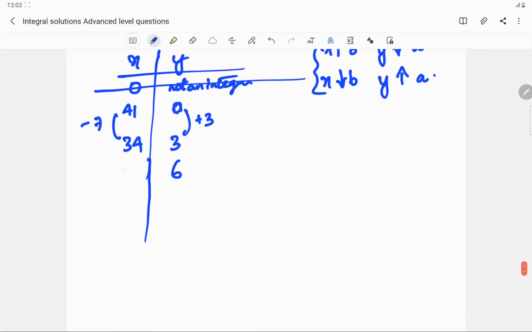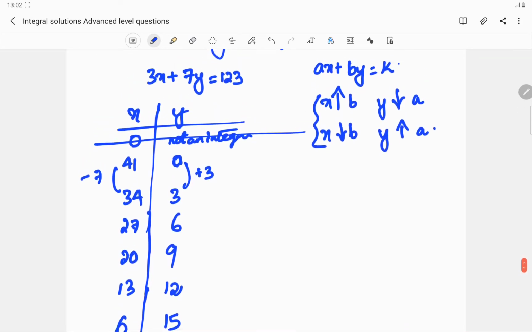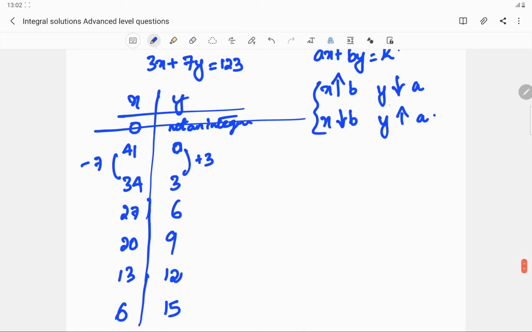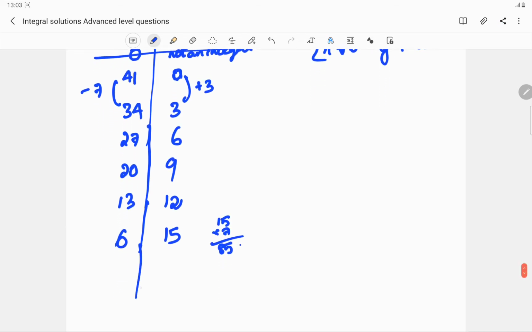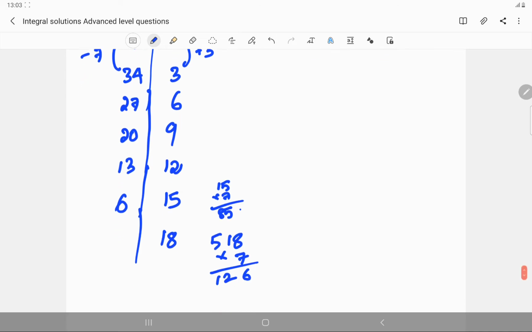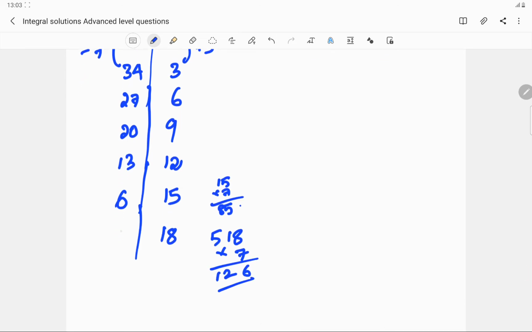Similarly, if y is 6, we are going to get 27. If it is 9, we are going to get 20. If it is 12, we are going to get 13. If it is 15, we are going to get 6. If it is 18, we cannot take y value as 18 because 18 sevens would be 126, which is greater than the right hand side. We are going to get x as negative here, so we will not take this case.